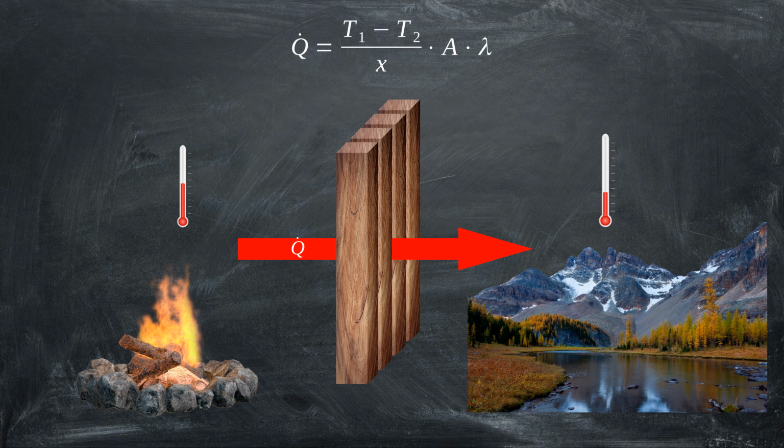Let's have a quick look at the effect of the different factors in the equation. If we increase the temperature difference, the rate of heat flow increases. If we reduce the temperature difference, the rate of heat flow decreases. If we increase the thickness of the wall, the rate of heat flow decreases, and if we decrease the thickness, the rate of heat flow increases. If we increase the area of the wall, the rate of heat flow increases, and if we decrease the area, the rate of heat flow will also decrease. If we increase the value for lambda by choosing a different material, the rate of heat flow will also increase. If we reduce lambda, the rate of heat flow will also decrease.